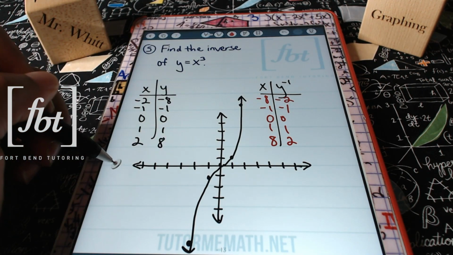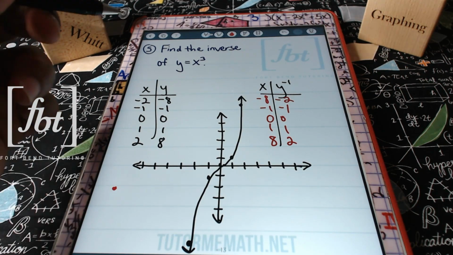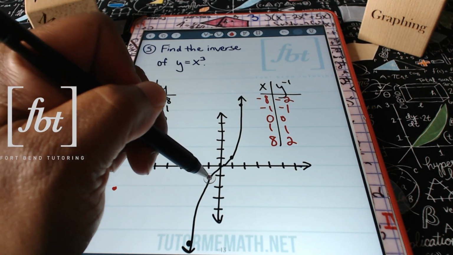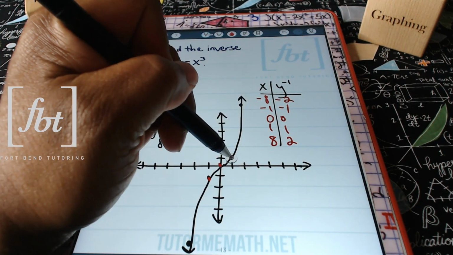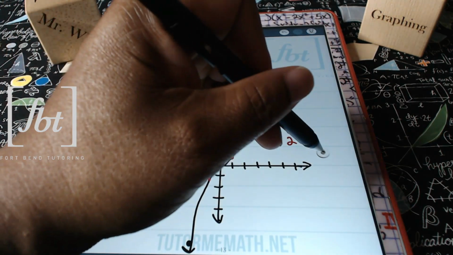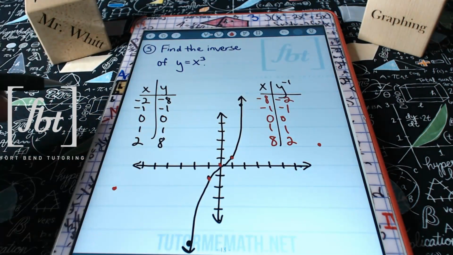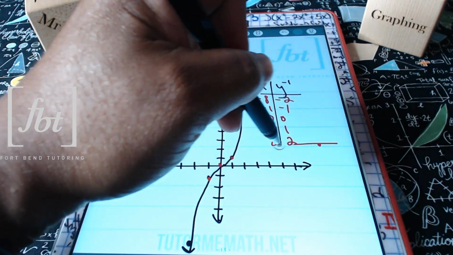So -8 is going to be out here somewhere, and then -2, thank you. And then we have -1, -1. That's going to be right here. We're going to have 0, 0. That's right here. Then we're going to have 1, 1. That's right here. And then we have 8, 2. That's going to be about right there. There you go. So we end up with the following.